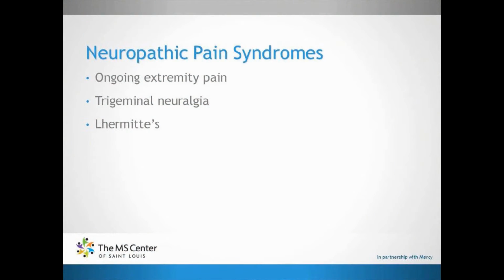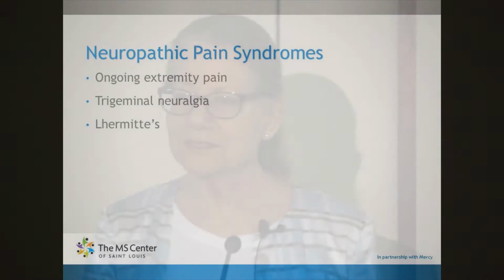So now let's look at each one of these categories and talk about some of the syndromes that we see with each one. Under neuropathic pain, we have ongoing extremity pain, trigeminal neuralgia, which we already touched on a little bit, and Lhermitte's. Many of you may have had a Lhermitte's along the way. Lhermitte's is when you bring your chin to your chest and feel shocks going down your back, or shocks into the legs or arms. I will talk about it and define it for you a little bit.